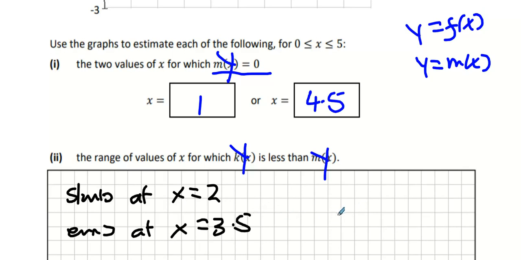To write this in maths language, it's going to be like this. It doesn't say less than or equal, it says less than, doesn't it? So 2 is smaller than x, and x has to be smaller than 3.5. Yeah, that was a tricky question. We all good? Okay.